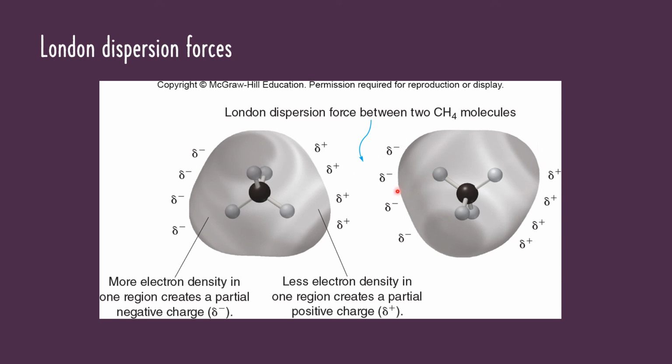If there are slight charges, and I'm talking super duper tiny slight charges that you're seeing on a molecule, the slight negative charges would be attracted to the slight positive charges on another molecule, and that could hold these two molecules together, basically attracting them. Remember, opposites attract.